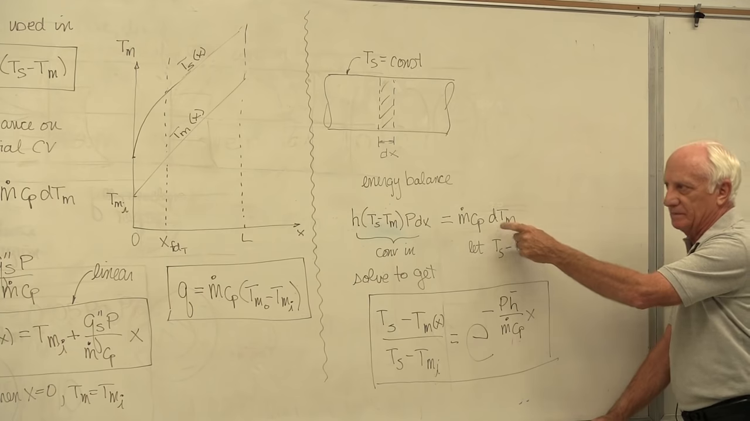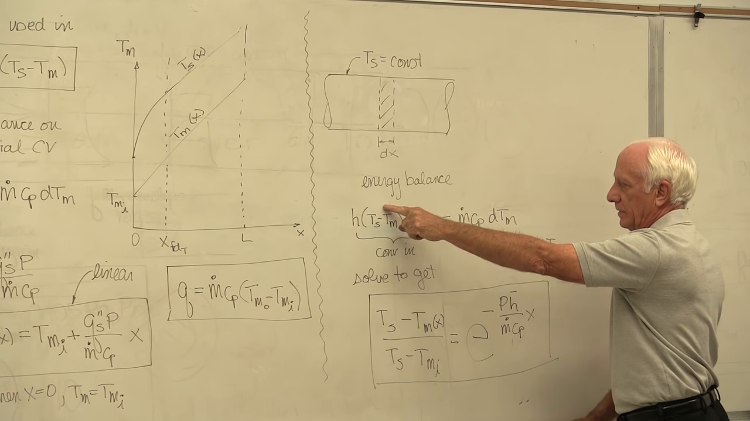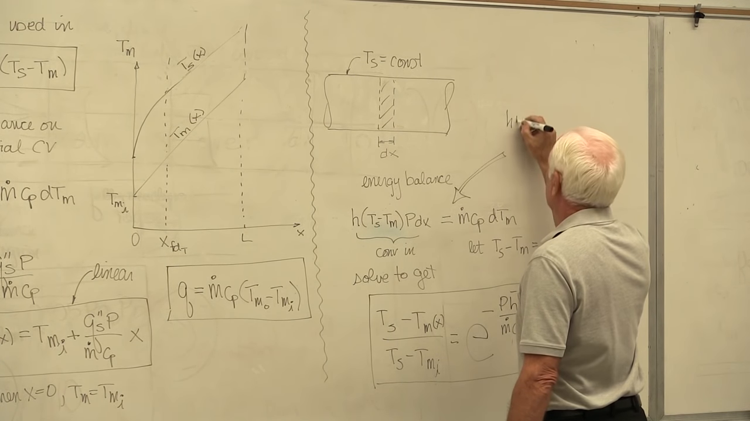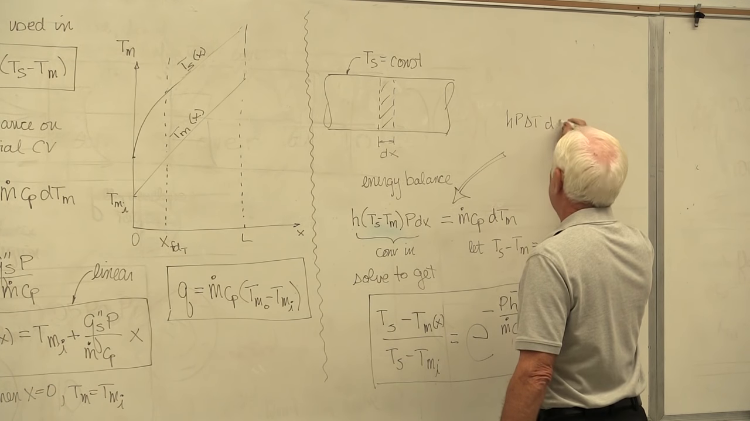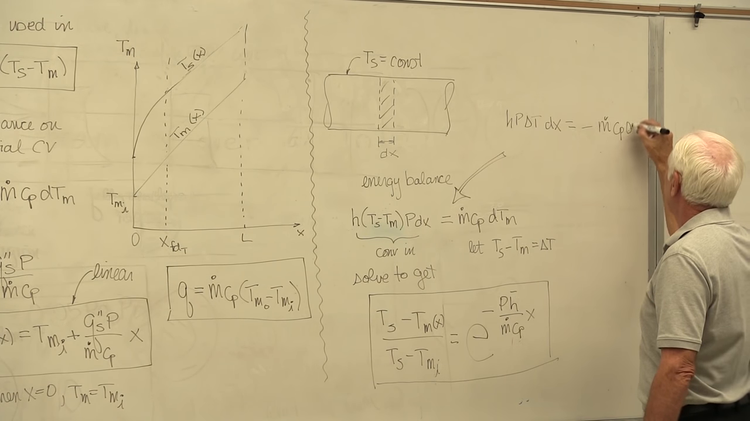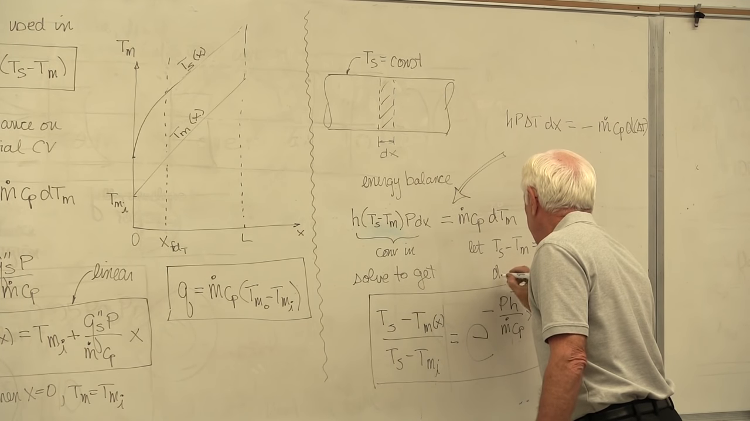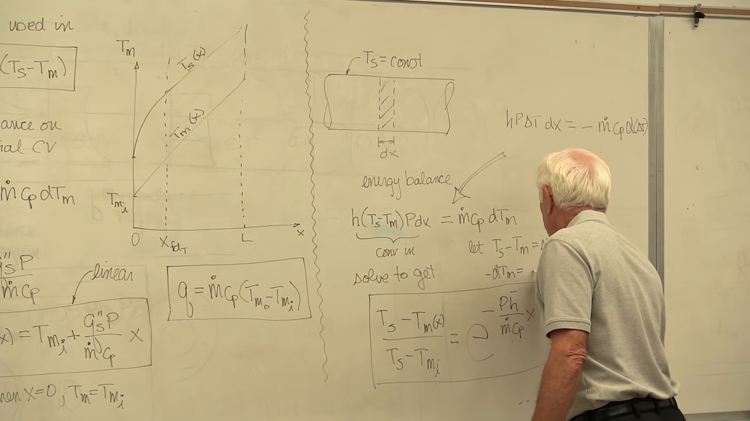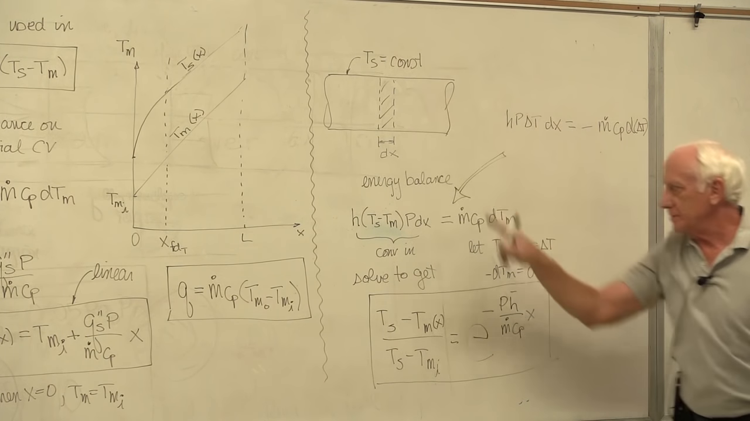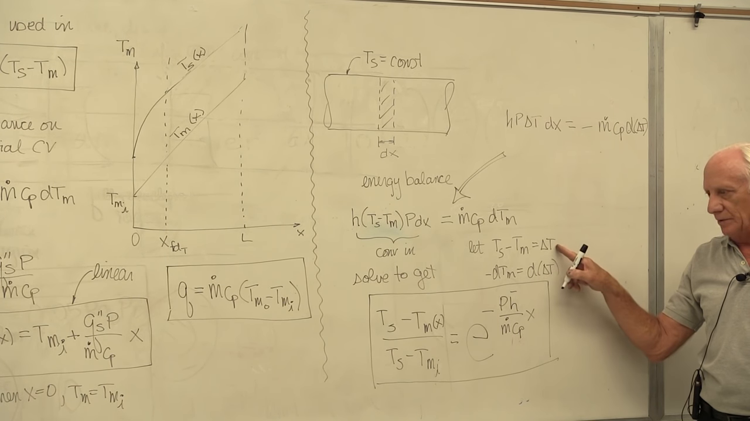You want to get these two to be the same, so you let TS minus Tm equal delta T. So that's a delta T there. I'll show you. h P delta T dx equals minus m dot C sub p d delta T. dTm equals d delta T. Take the differential of both sides. Don't forget that the surface temperature is constant. The differential is zero. Minus dTm equals d delta T.